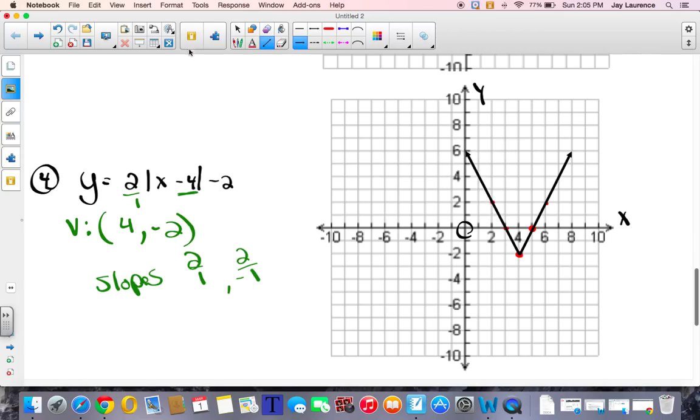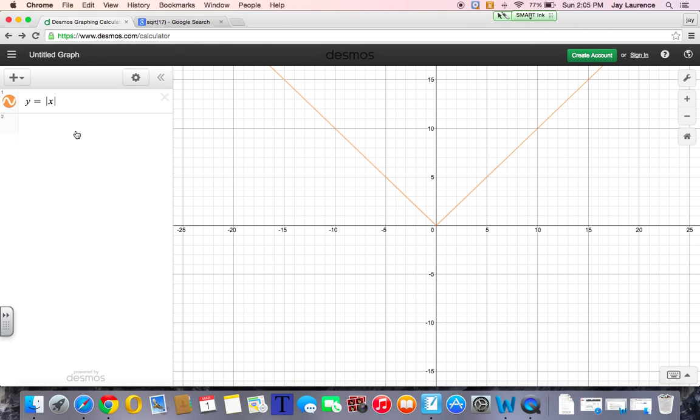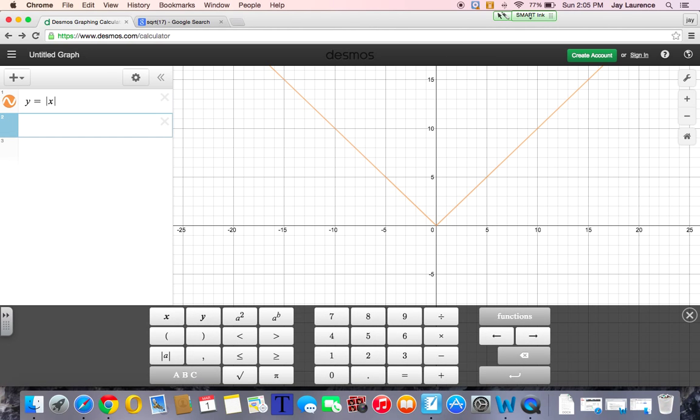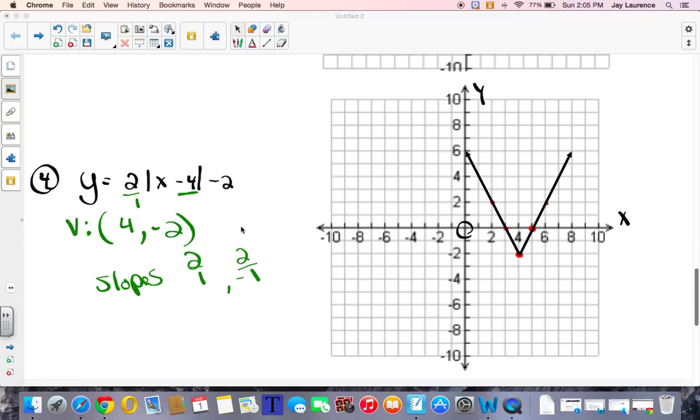Right? So let's see. Let's go back to that Desmos site and check my work. 2 times the absolute value of x minus 4 minus 2. And that red one looks an awful lot alike. Look at the vertex it's at. 4, -2, which is what I said it was at, didn't I? Yep, 4, -2. So this is pretty easy.